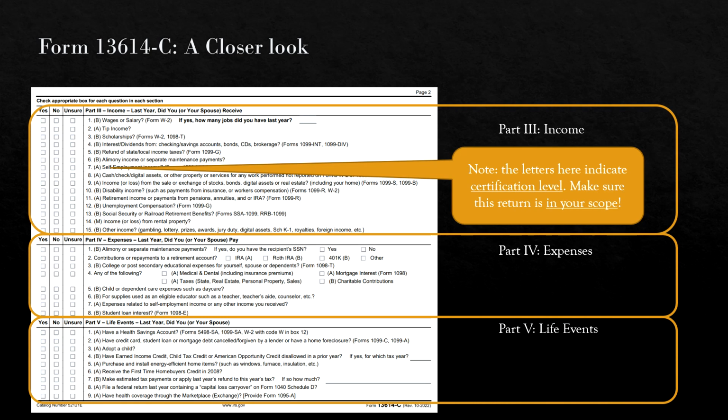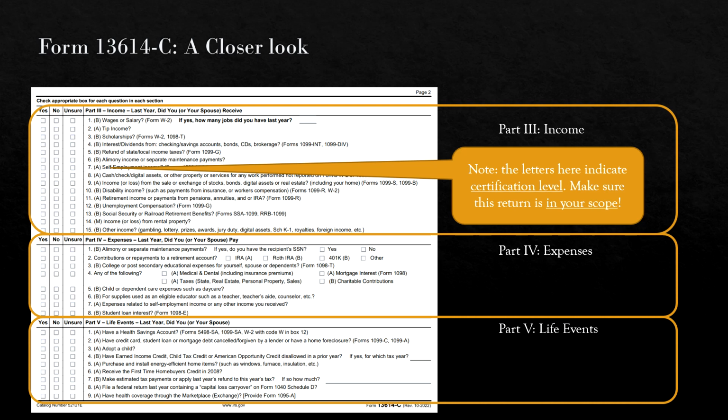Page 2 of our intake form begins with Part 3, Income, and this is where we collect all the sources of income that our taxpayer had over the course of the year. Now you'll note that on the left-hand side there are check boxes. There's a column for yes, a column for no, and a column for unsure. As our taxpayer fills this out, they might check unsure for some of the questions. Later in the process, when we get to the interview stage, we're going to ask them about all of those unsure questions, and we are going to change the answer to either yes or no. We will not be leaving anything left unsure.